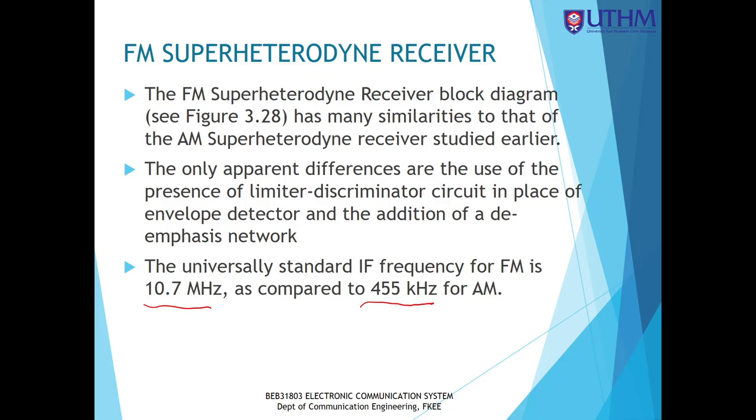Some other use a 455 kilohertz. Sorry, it's for AM. So for AM, it is a 455, as we have learned in the previous slides in the AM chapter. In FM, this is the first IF. This is the first IF center.